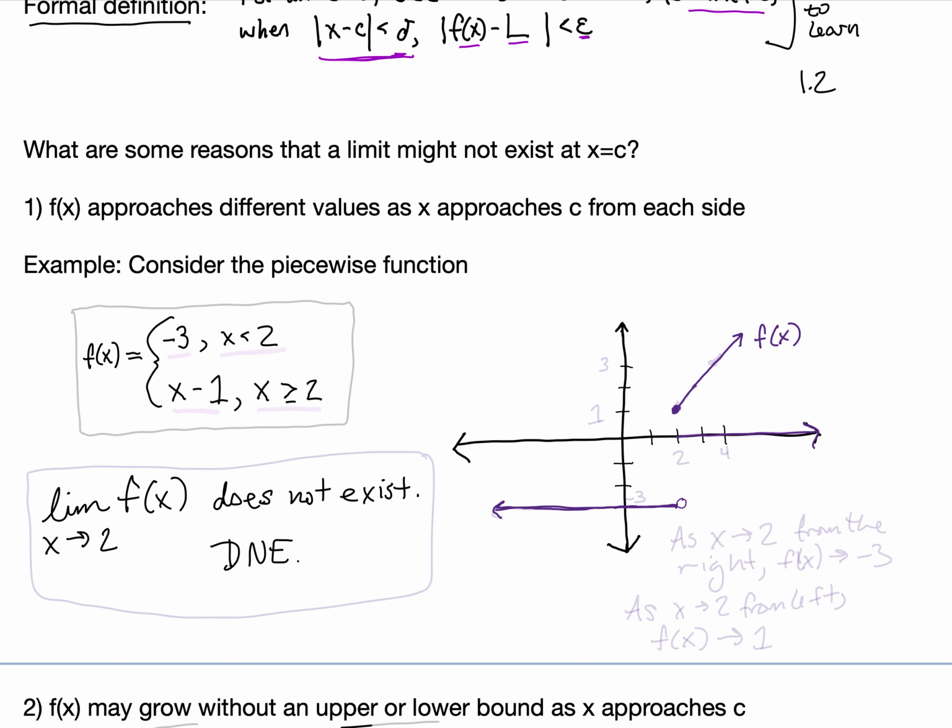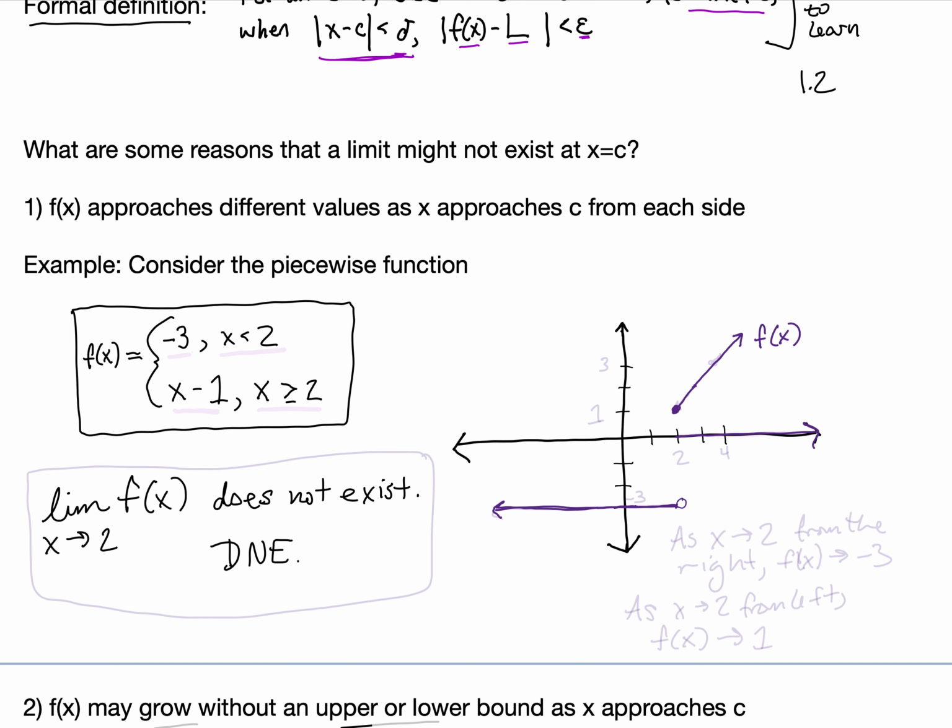So one is if f of x approaches different values as x approaches c from each side, then the limit will not exist. So for example, if we consider the piecewise function f of x is equal to negative 3 for x less than 2, and f of x is equal to x minus 1 for x greater than or equal to 2. So in a piecewise function, there are different outputs depending on the interval that the input is on.